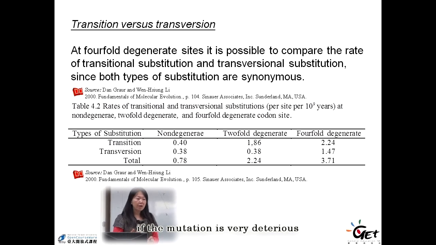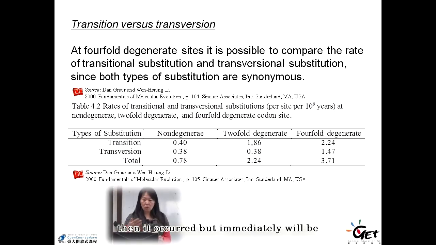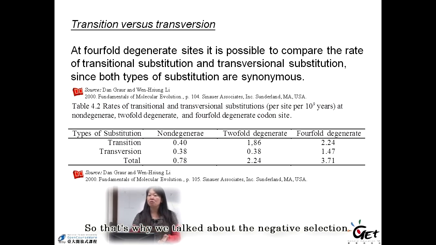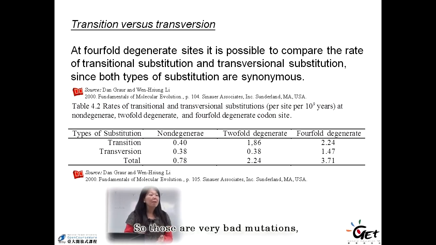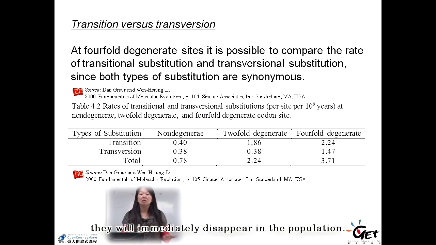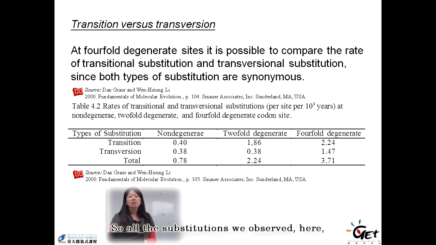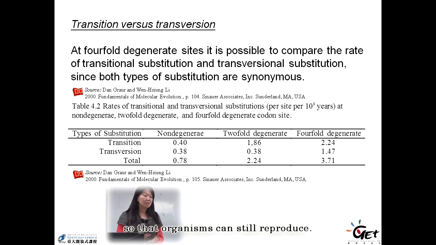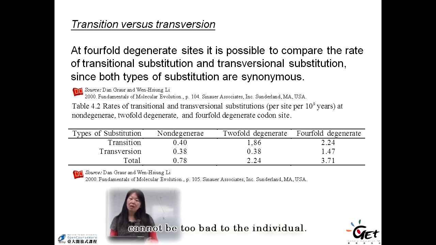If a mutation is very deleterious, then it occurs, but it will immediately be wiped out by natural selection. So that's what we talk about with negative selection, right? Those are very bad mutations, and they will immediately disappear in the population. So all the substitutions we observed here are the ones which can still be preserved in the organism, so that the organism still can reproduce. Then that means those amino acid differences cannot be too bad for the individual.